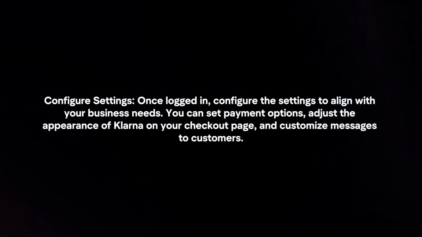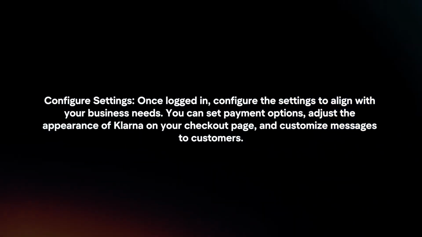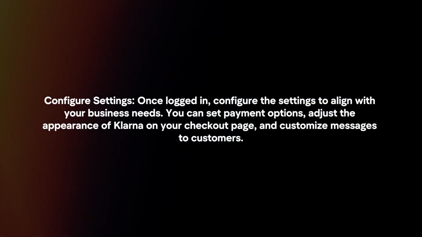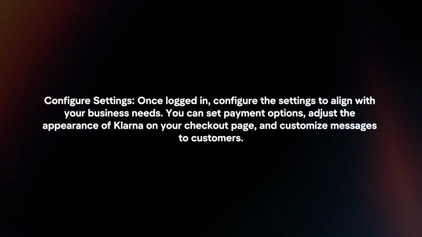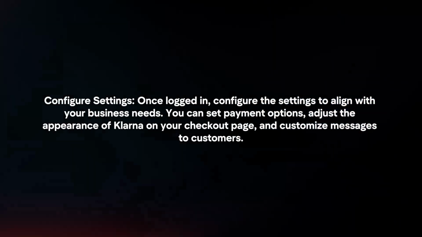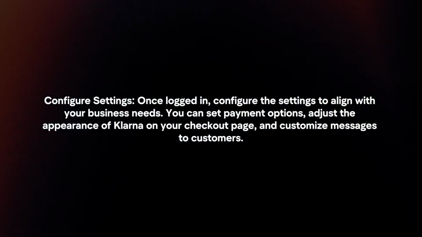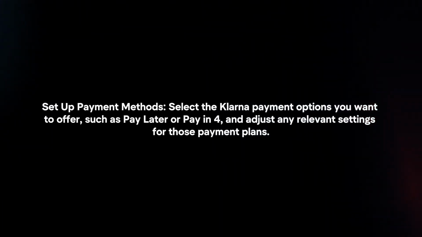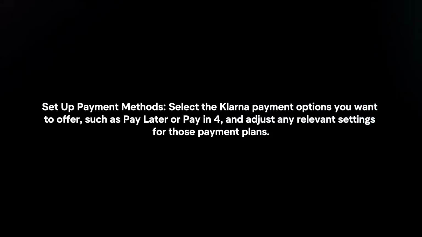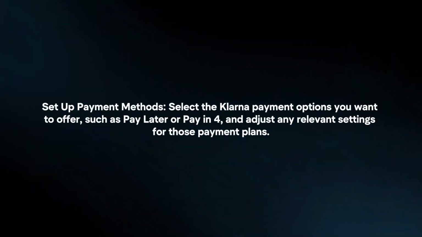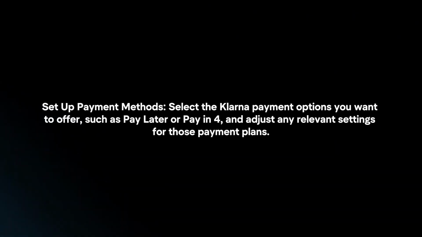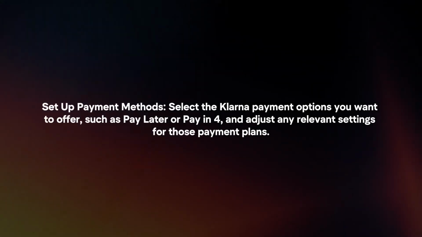Configure settings. Once logged in, configure the settings to align with your business needs. You can set payment options, adjust the appearance of Klarna on your checkout page, and customize messages to customers. Set up payment methods. Select the Klarna payment options you want to offer, such as Pay Later or Pay in 4, and adjust any relevant settings for those payment plans.